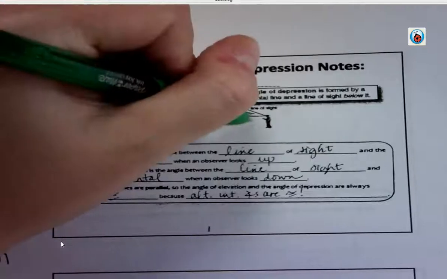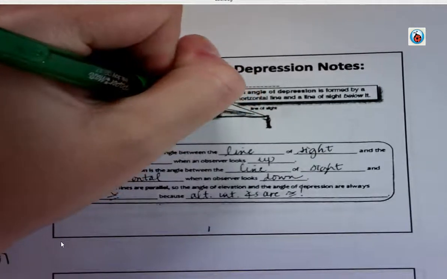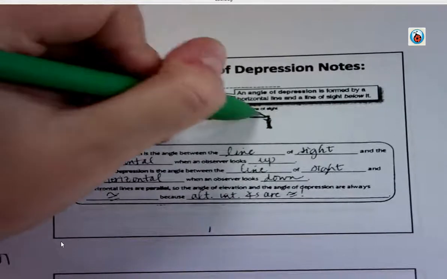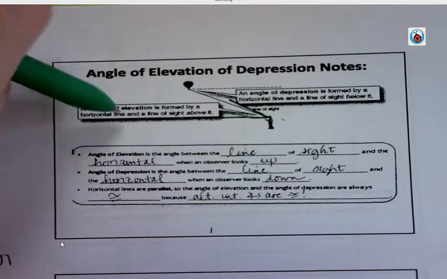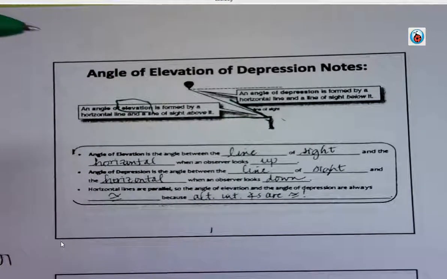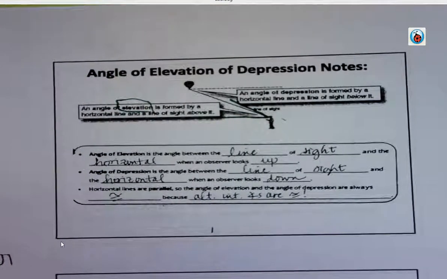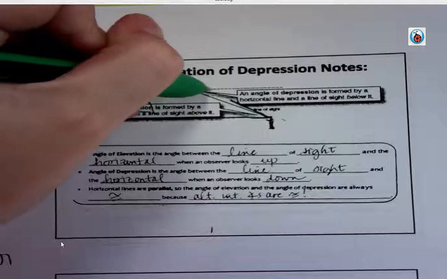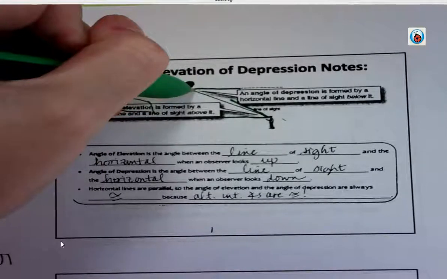There's always a horizontal line for depression and elevation, and then for the angle of elevation, the line goes up. For an angle of depression, if you think of depression, you think of down in the dumps and sad, so instead of the line going up, there's a horizontal line, which is a constant, and then a line that goes down, and that would be an angle of depression.